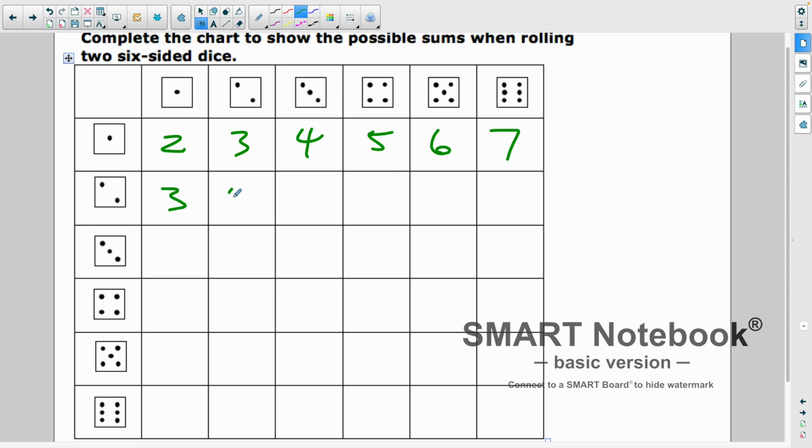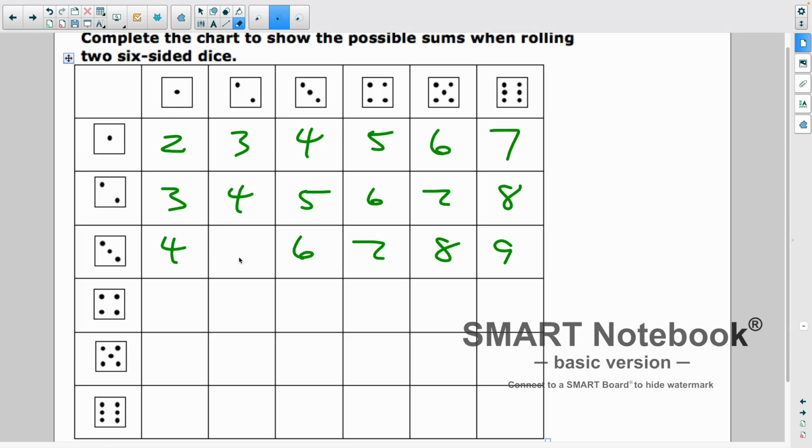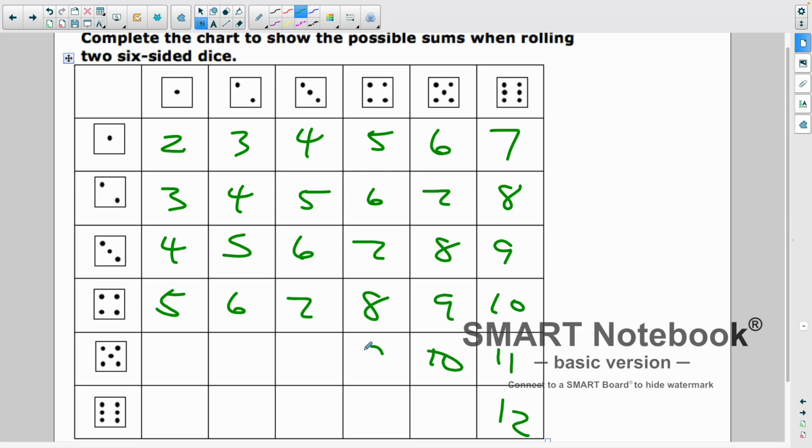So this would be 3, 4, 5, 6, 7, 8. This would be 4, 5, 6, 7, 8, 9. Now, you don't have to fill it out the way I'm doing it. You can do it another way. You can do it vertically. I don't care. But we just need to be able to get this all filled in.